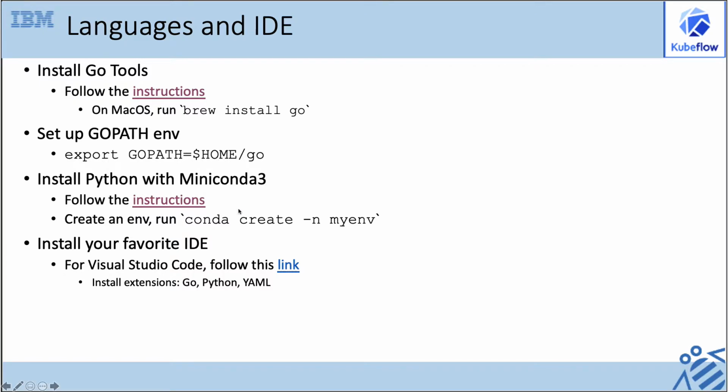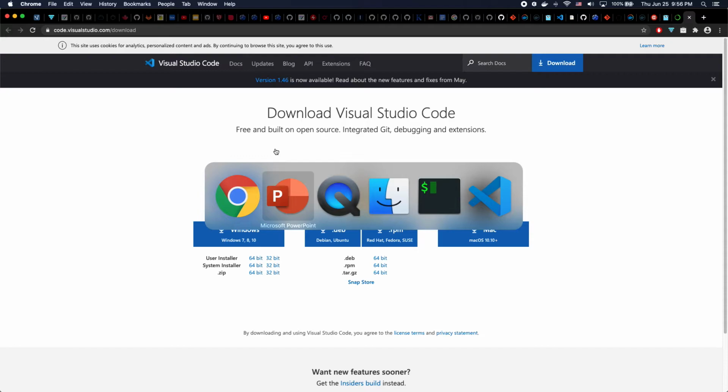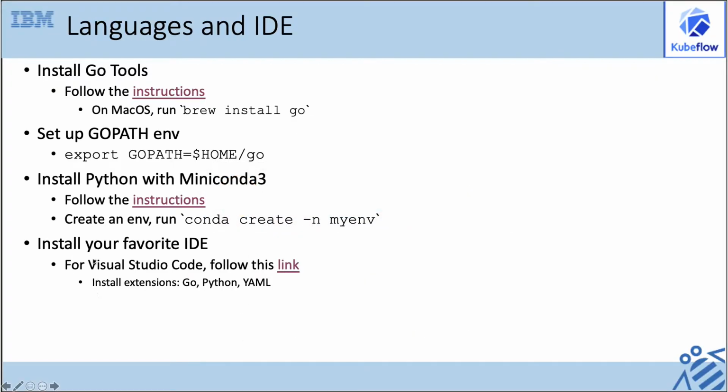To install Visual Studio Code, you can follow this link, and it will show you which one you need to download and install. After you install Visual Studio Code, you will definitely want to install the extensions, which are Go, Python, and YAML. This will give you the editors, and there are also some features to support Go run and debug and so on.